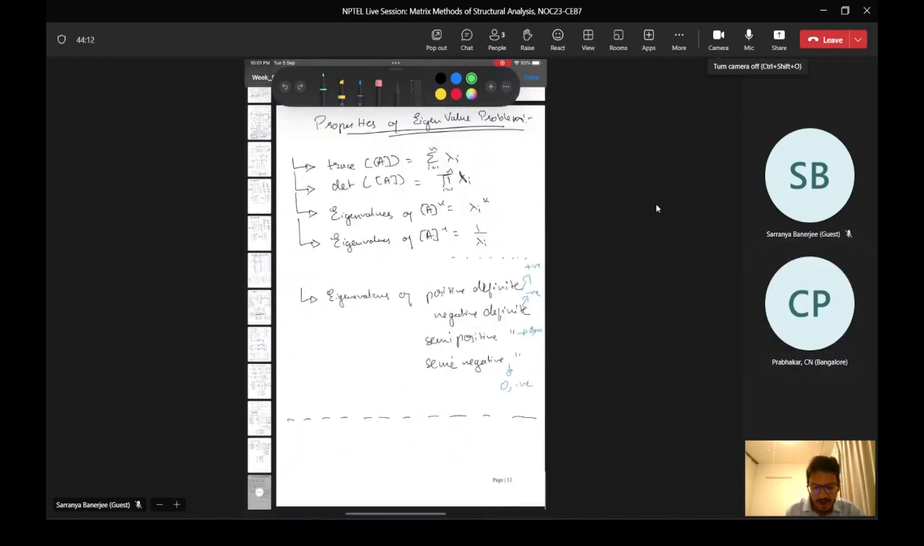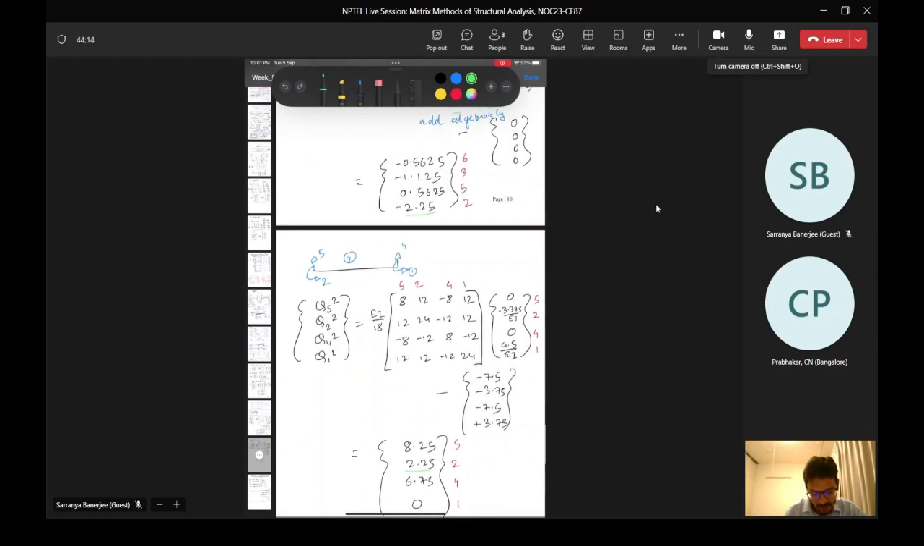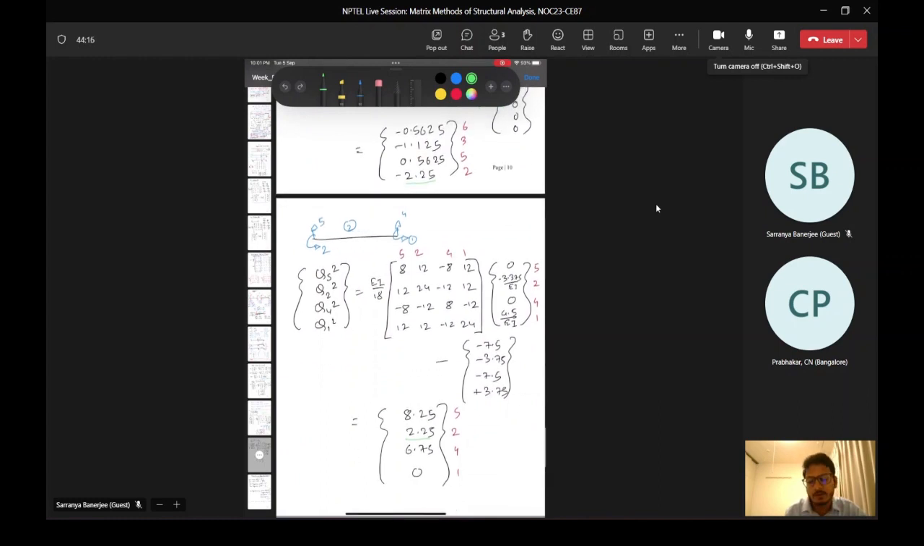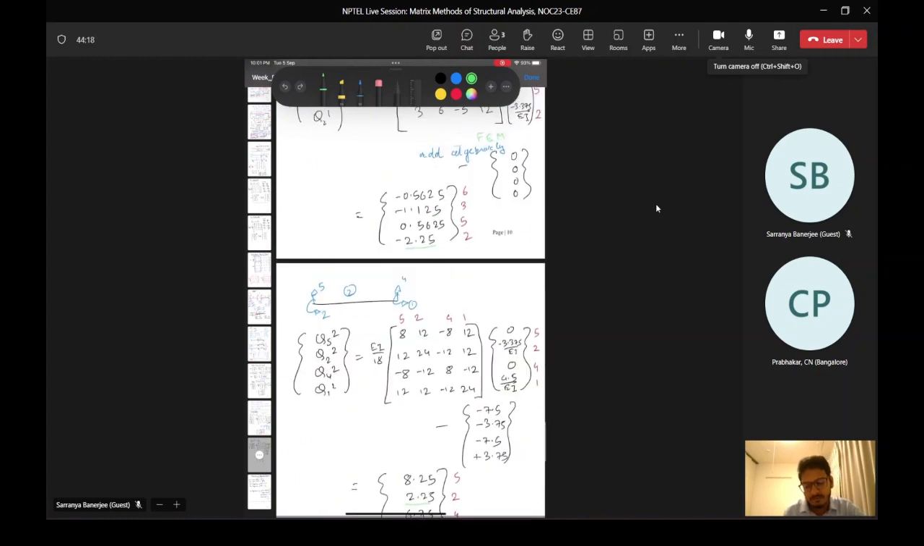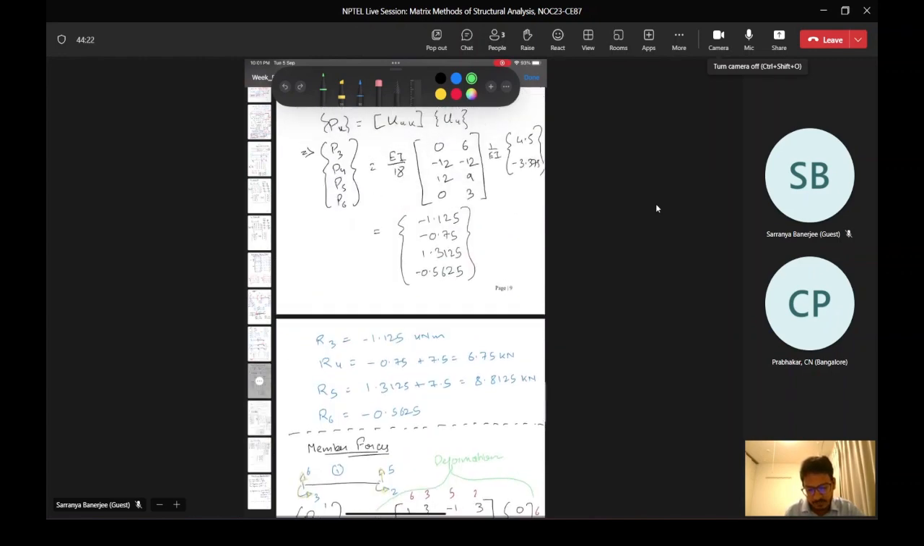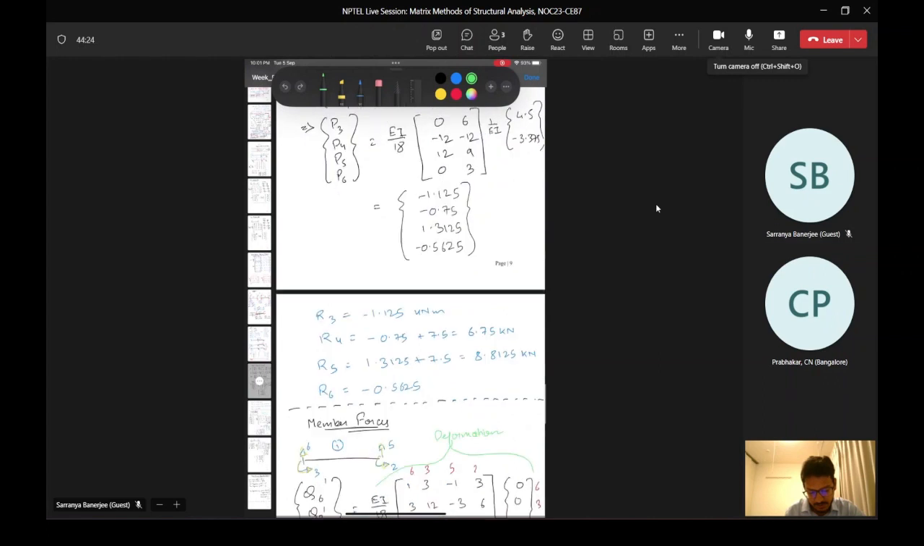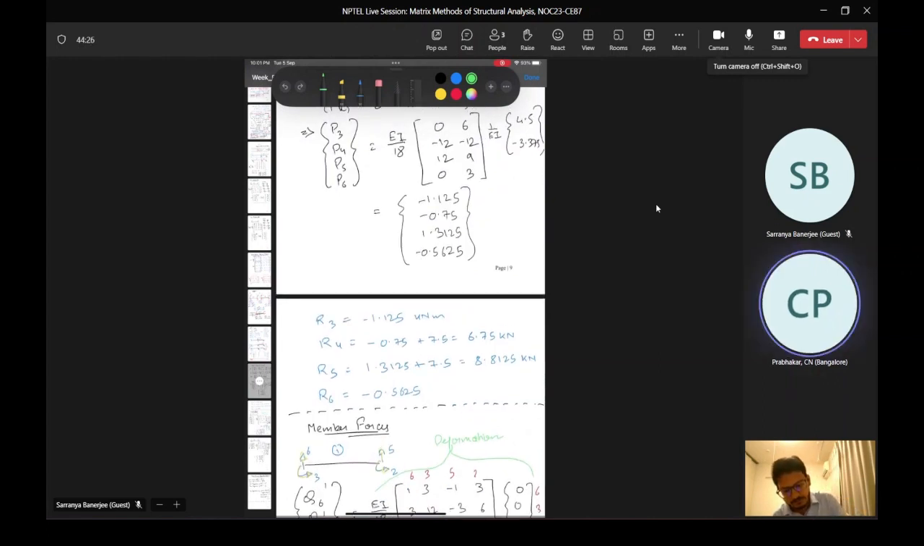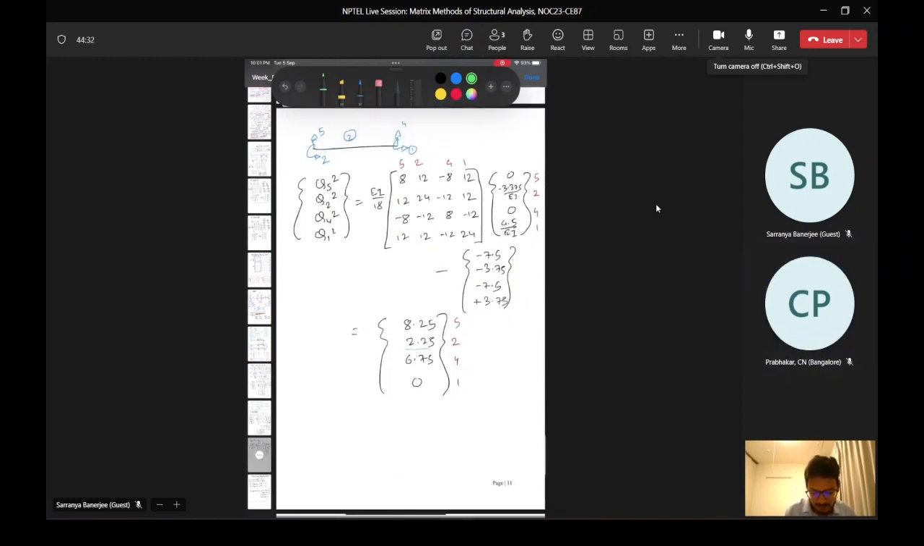Exactly, and if you add, how much is this? This is 8.25 plus 0.5625, you can get 8.8125. If you add that shear force diagram, you'll get the reactions, basically. Exactly, so this is matching.